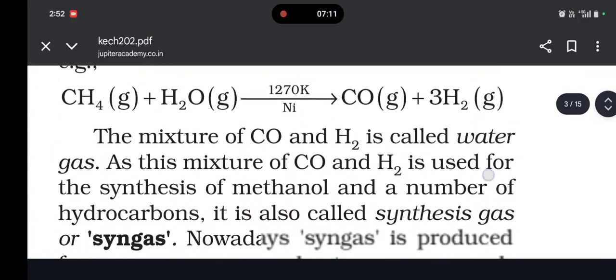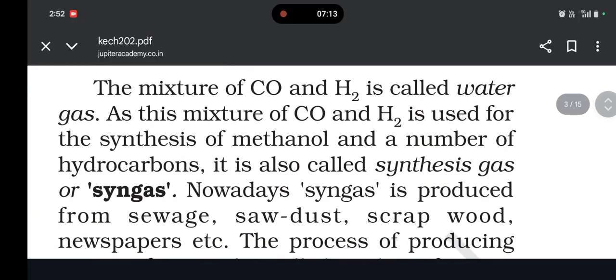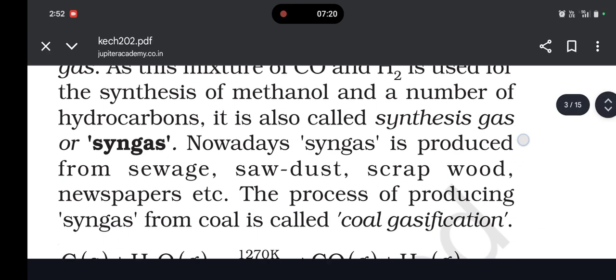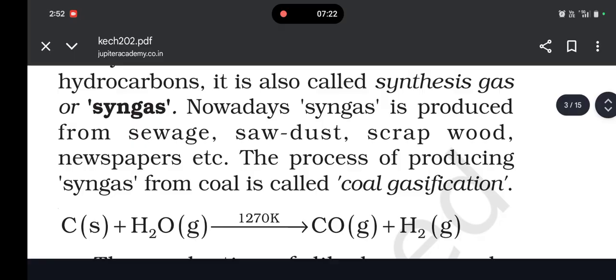The mixture of CO and H2 is called water gas, as this mixture of CO and H2 is used for the synthesis of methanol and a large number of hydrocarbons. It is also called synthesis gas or syngas. Nowadays, syngas is produced from sewage, sawdust, scrap wood, newspaper. The process of producing syngas from coal is called coal gasification.